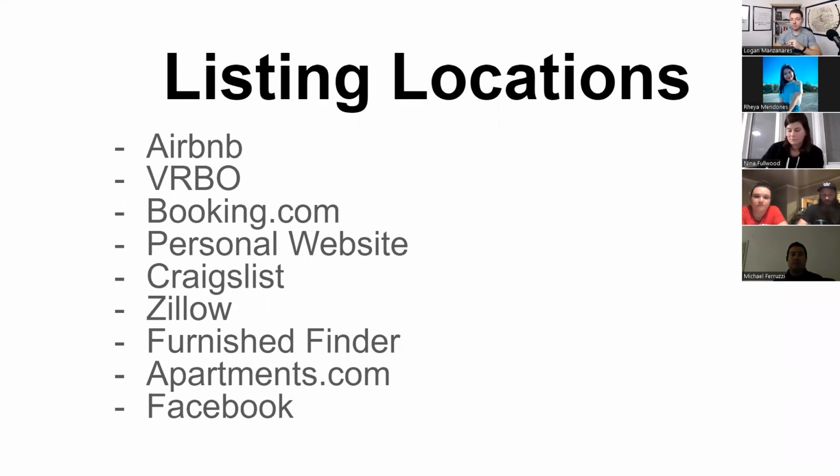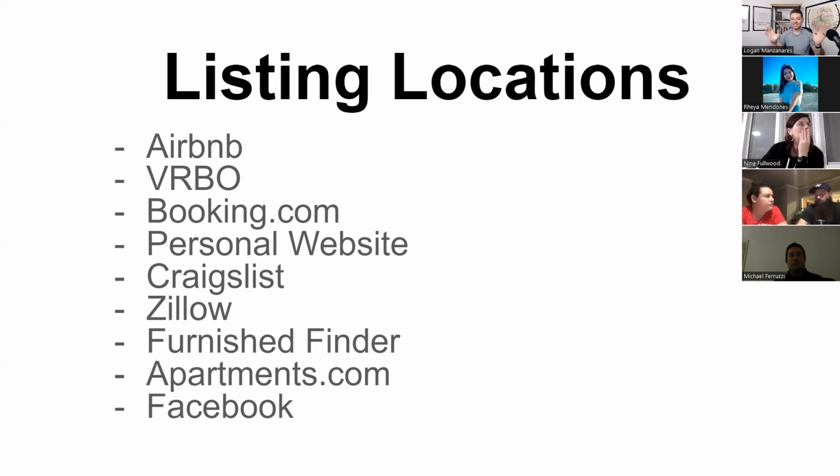Now, is there more? I'm sure there is. These are the ones that we've used and the ones that if you're looking for maximum exposure for your short-term rental, these are all the places that you can list. You can obviously list on Airbnb. It's where we get 90% of our bookings is from Airbnb. Okay, it's the main one. VRBO, Booking.com, a personal website, okay, Craigslist, Zillow, Furnished Finder, Apartments.com, and Facebook Marketplace as well. So these are all the places that you actually can list your short-term rental.